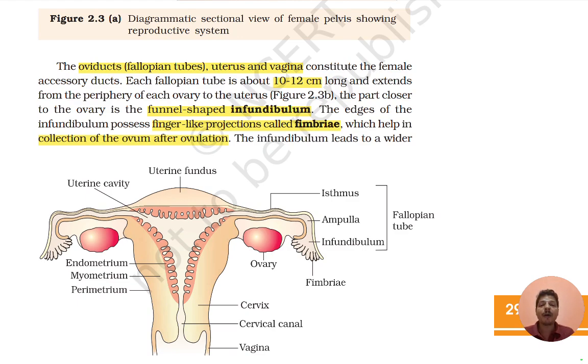Each fallopian tube is about 10 to 12 cm long and extends from the periphery of each ovary to the uterus. The part closer to the ovary is the funnel-shaped infundibulum. The edges of the infundibulum possess finger-like projections called fimbriae, which help in the collection of the ovum after ovulation. When the ovum comes out from the ovary, the fimbriae collect it and it passes upwards through the ampulla, isthmus, then the uterus.